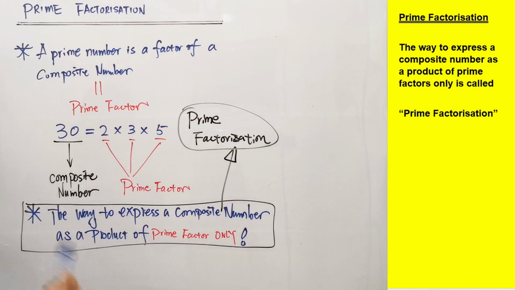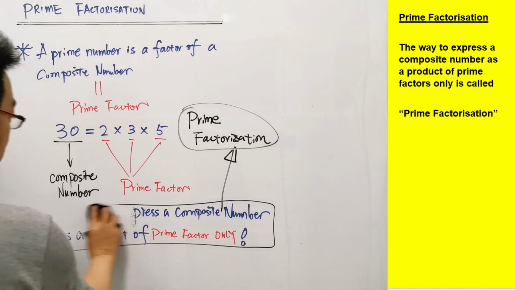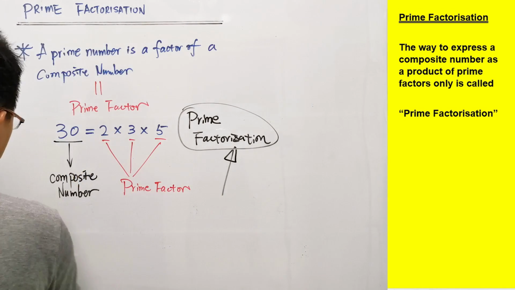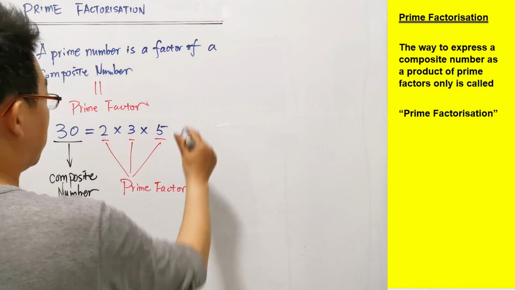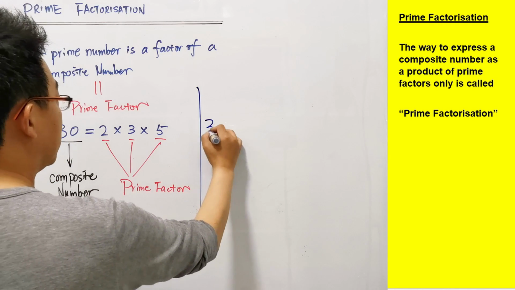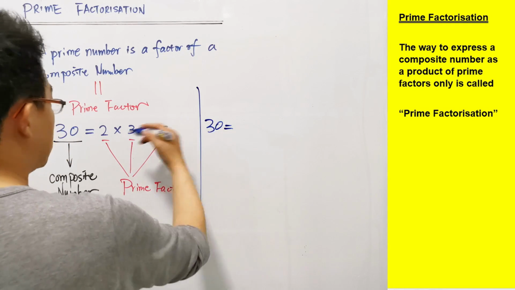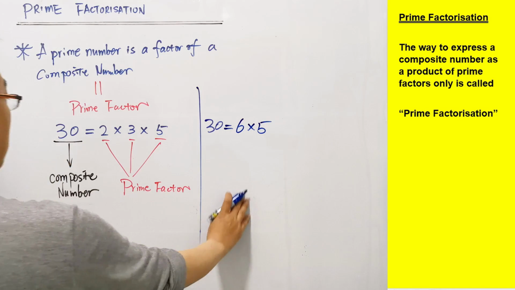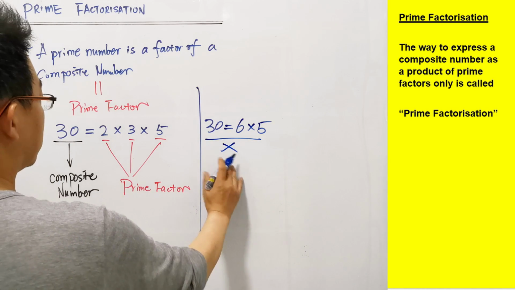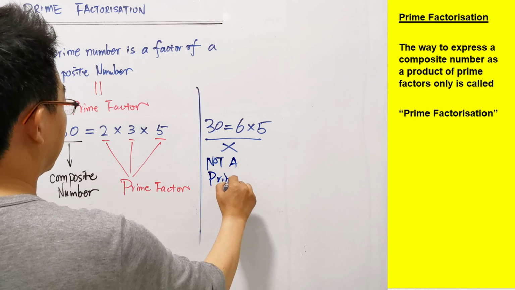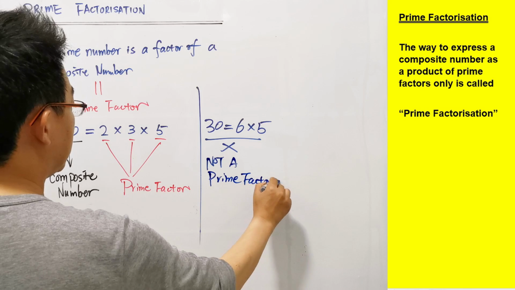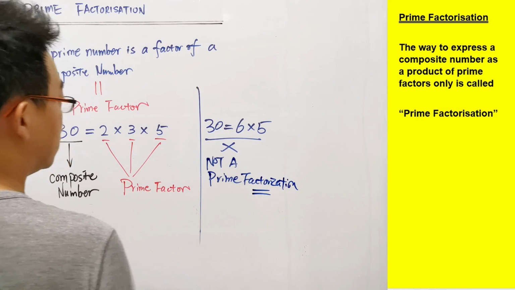So what is the opposite? Let's look at the opposite. For instance, if we specify 6 times 5, no, this is not a prime factorization. This is very clear, right?